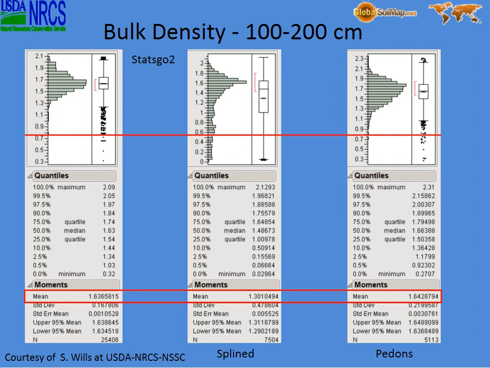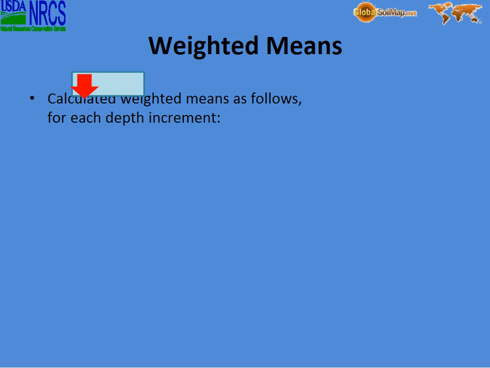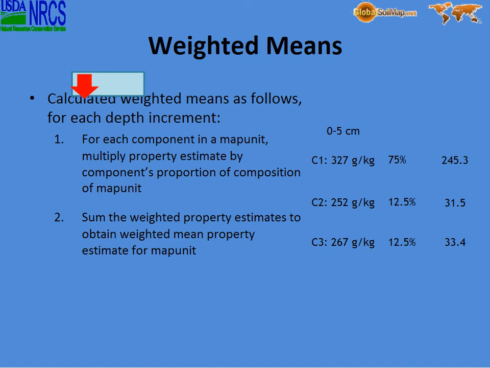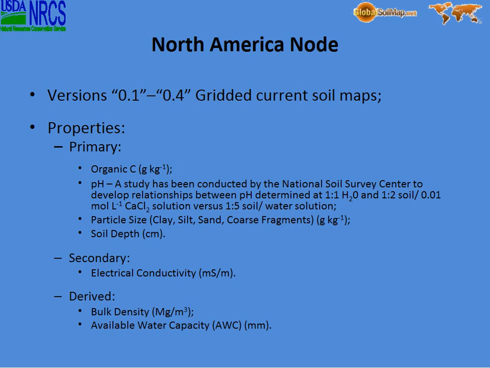Then after we run the splines, we calculate weighted means, which we are all familiar with. We just take components for map units, and we multiply all the properties by the component proportion, the composition of a map unit. Then we translate them into numbers. Then we sum them. Then we come up with a number for that map unit. So, in the following slides, I'll show some examples from the U.S. based on this method.